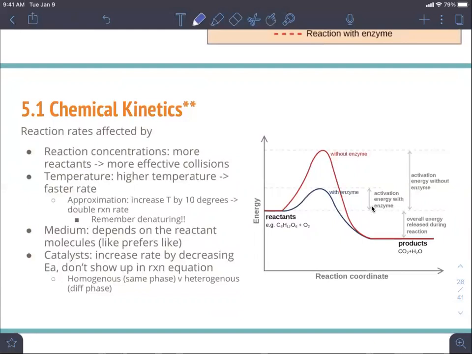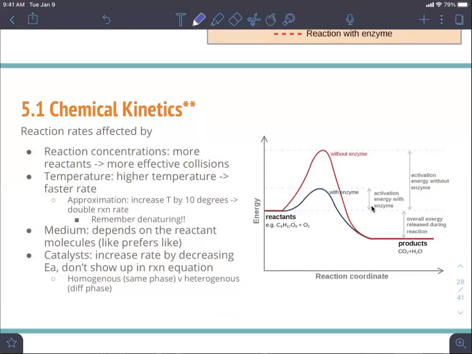So these are just other things that affect reaction rates. Reactant concentrations affect reaction rates. If you increase the number of reactants, there's more collisions, and so you would make more product. If you increase the temperature, there's going to be a faster rate. An approximation is that if you increase the temperature by 10 degrees, you double the reaction rate.